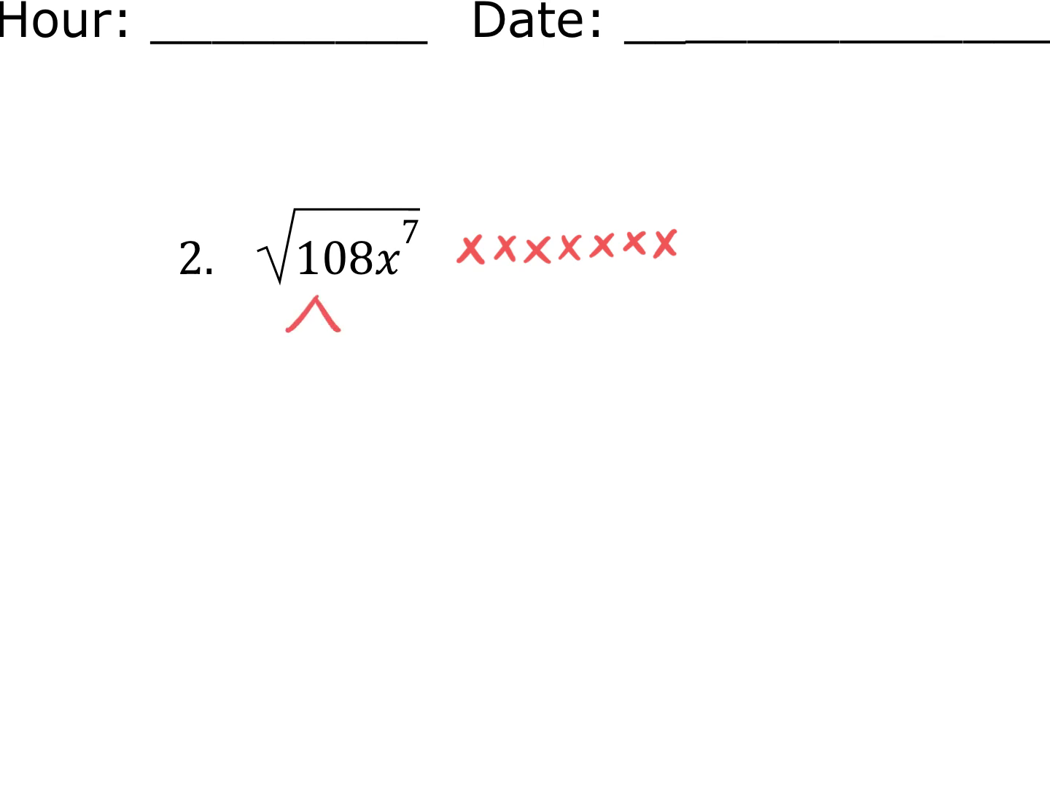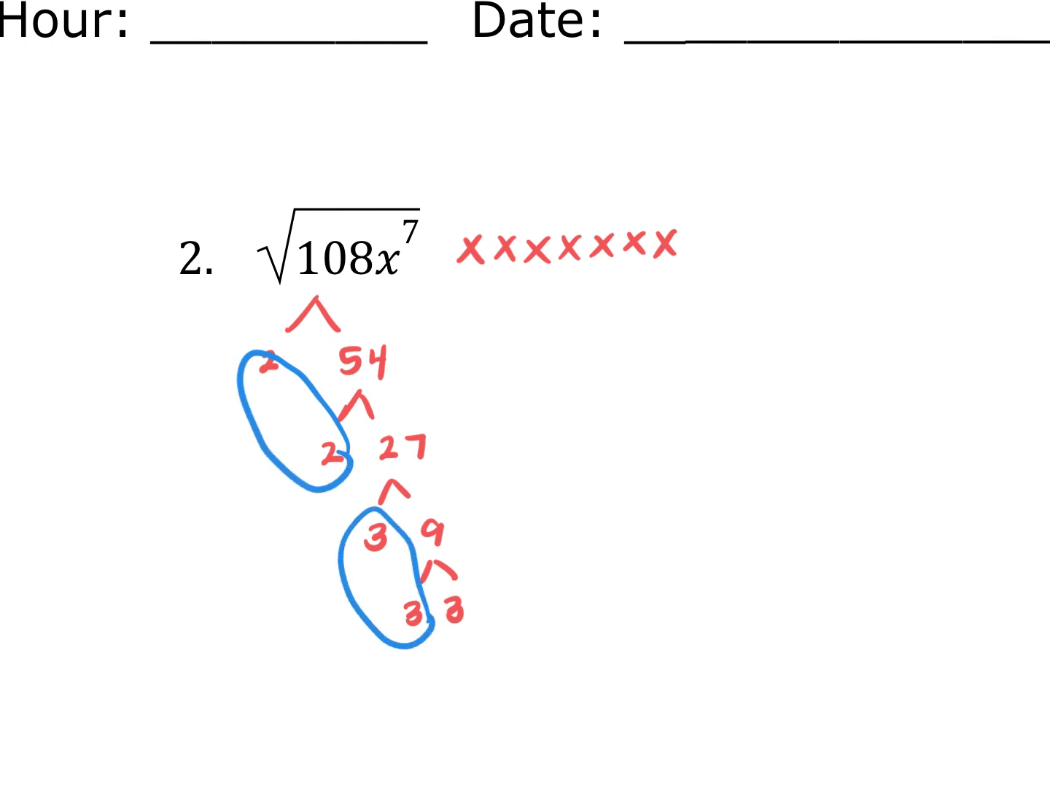Okay, so if I take 108 and I divide it by 2, I get 54. 54 is even, so I'm going to say 2 and 27. 27 is odd, so I'm going to say 3 and 9. And 9 is odd, so I'm going to say 3 and 3. Okay, now I'm going to do it the fast method and find my pairs. So I have a pair of 2s, I have a pair of 3s, and then I have this leftover 3 that's going to go in the radical.